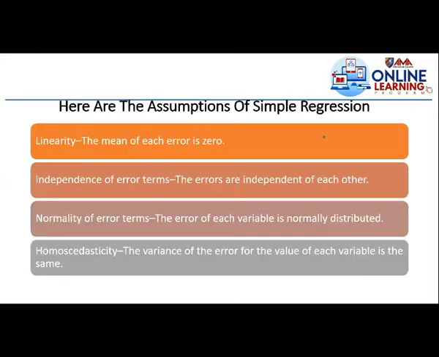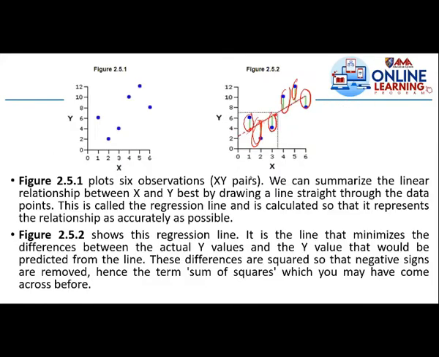Let's resume. So here are the assumptions of simple regression. First is linearity. The mean of each error is 0. So it's linear. Okay? So the error, the residuals we mentioned earlier, is small. That's one.